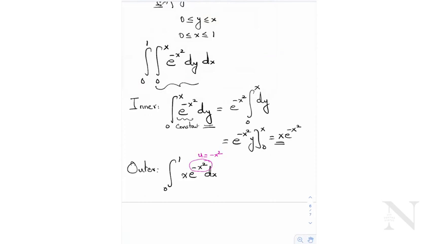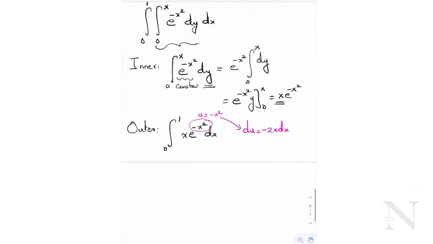Integration by parts, maybe not. Substitution, yes. So u equal to negative x squared, du equal to negative 2x dx. Now I don't know how you were taught this. I've seen different students do different things. I think one popular way of doing it is dx equal to du over negative 2x.